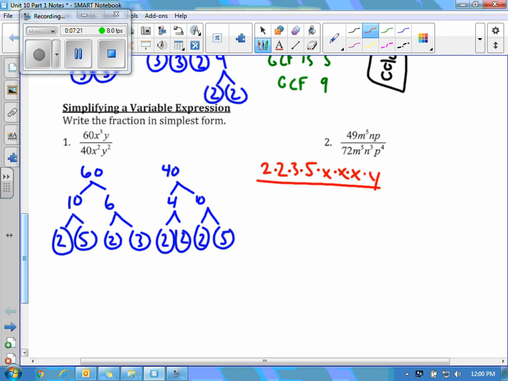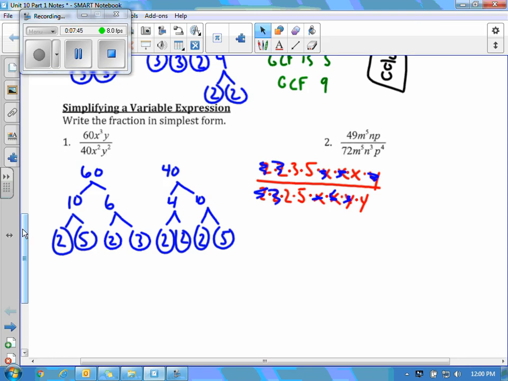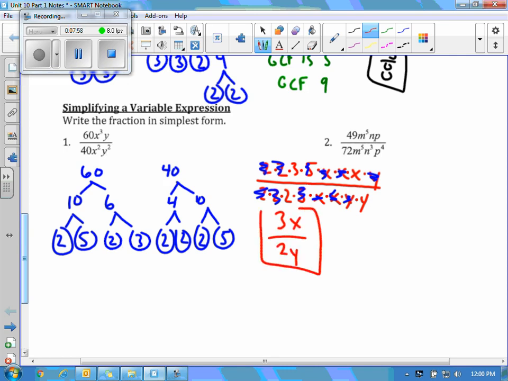So then on my denominator, I have 3 2's, a 5, and then I need to have my 2 x's, my 2 y's. So to then put this in the simplest form, I can just cross out anything they have in common. These 2's go away, these 2's go away, these x's can go away, and then 1 y can go away. So my simplest form is just what I have left over. So on the top, I should also cross out these 5's. So on the top, I have a 3 and an x. On the bottom, I have a 2 and a y. So that is the simplest form.